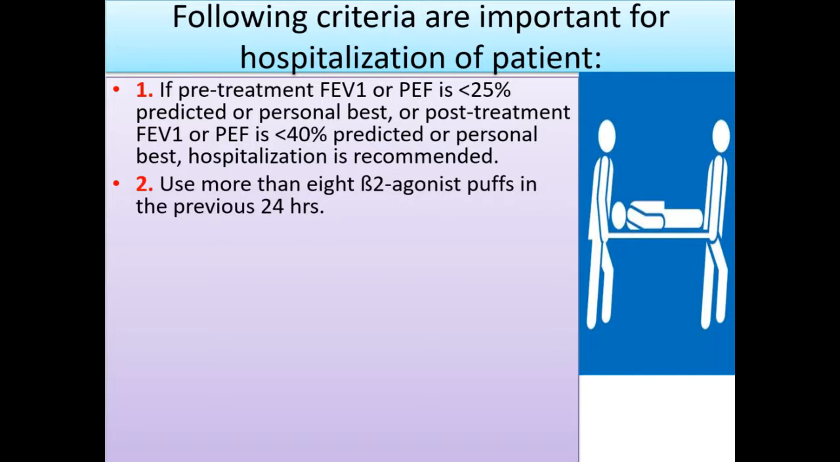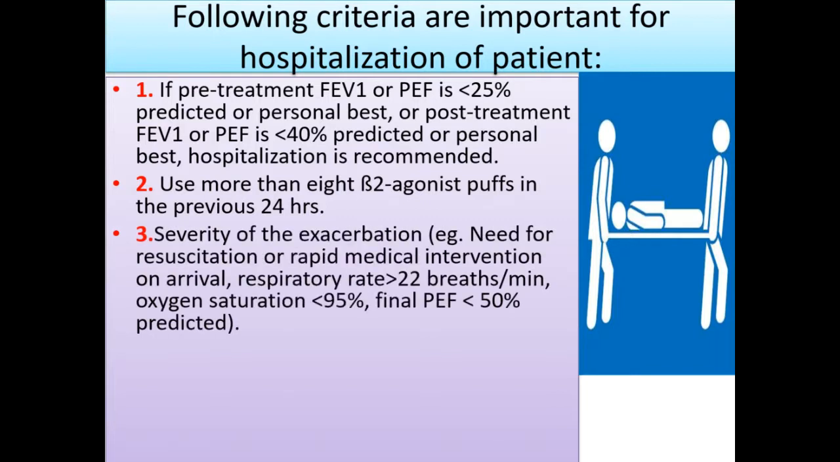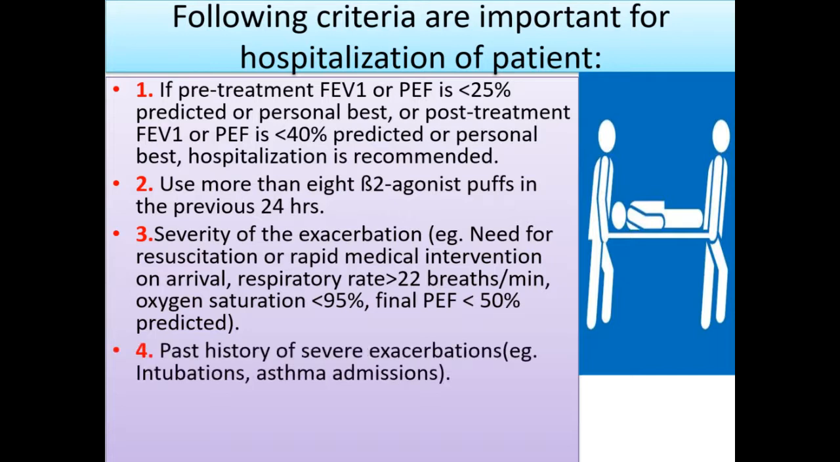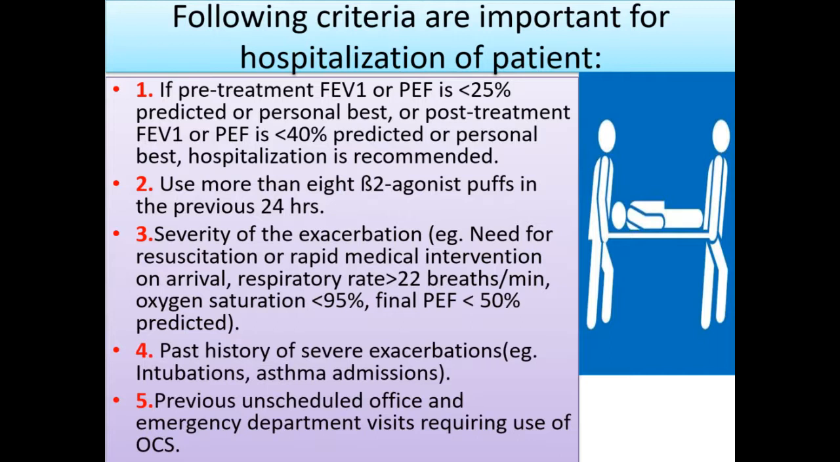2. Use of more than 8 puffs of beta2 agonist in the previous 24 hours. 3. Severity of the exacerbation, e.g. need for resuscitation or rapid medical intervention on arrival, respiratory rate >22 breaths per minute, oxygen saturation <95%, final PEF <50% predicted. 4. Past history of severe exacerbations, e.g. intubations, asthma admissions. 5. Previous unscheduled office and emergency department visits requiring use of OCS.